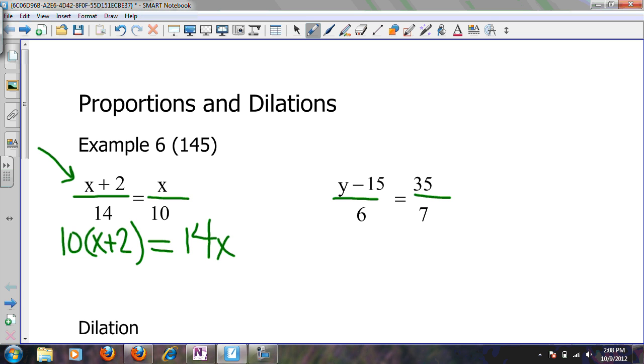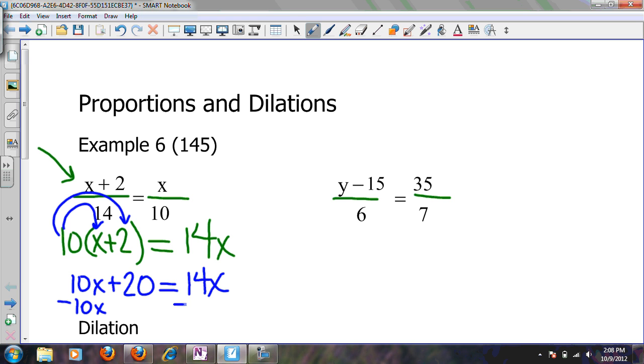Now I need to distribute 10 times x, which is 10x, and 10 times 2, which is 20, and that will equal 14x. Now I'm back to an equation that has variables on both sides. So I need to subtract 10x from both sides. So I have to do the same thing on both sides. The 10x will cancel. I'll be left with 20 equals 4x.